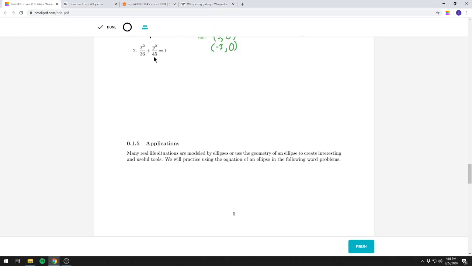The bigger denominator is 45. The bigger denominator is 45, that means our major axis is the y-axis. It's on the y-axis. Let's go ahead and write that in like we have been doing. So that means the vertices and the foci will be on the y-axis.